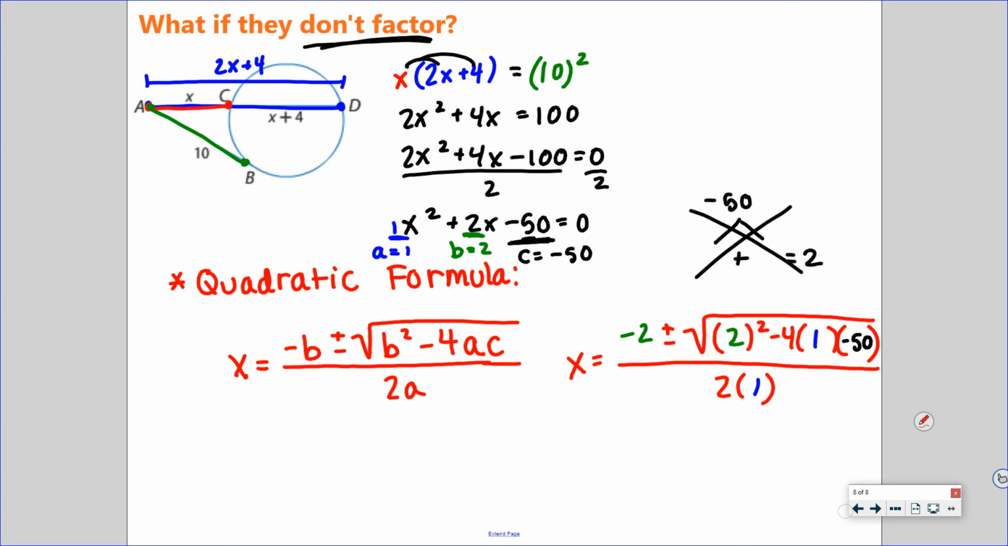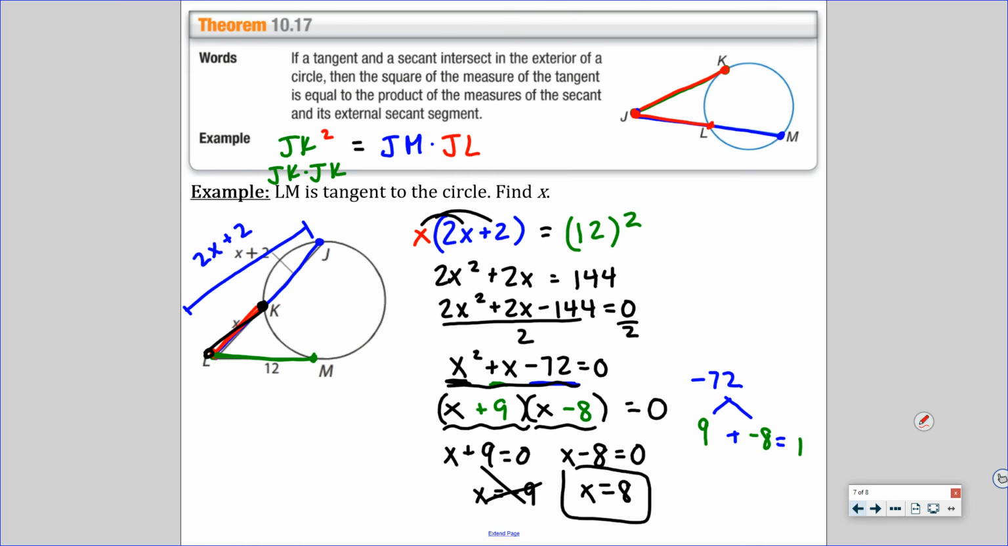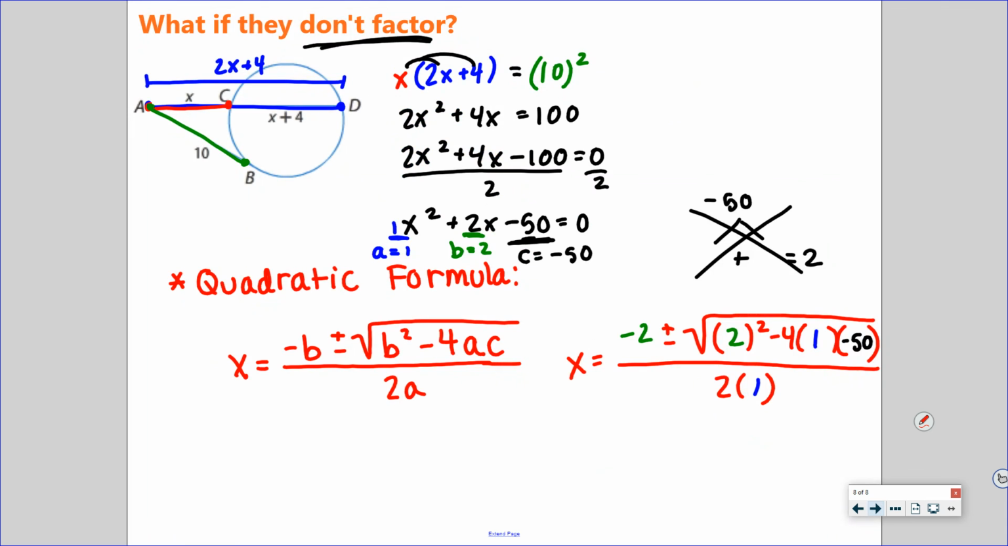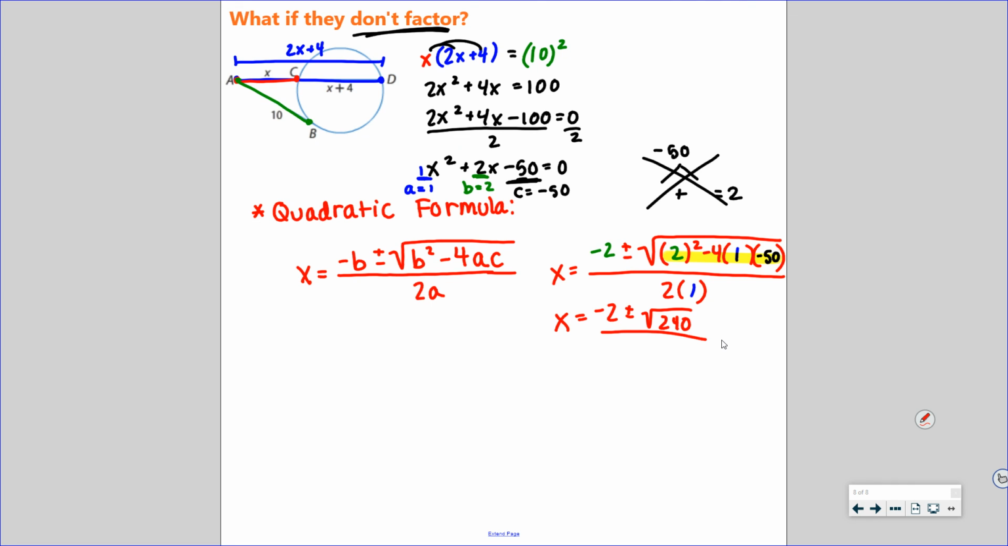Bless you. This would have worked on this one. We could have plugged this into the quadratic formula, a, b, and c, and we get out 8 and negative 9. Okay, it works on one. It works on every single one. That's why it's cool. This is how you start it, folks. You just don't type the square root in your calculator. Just punch in this piece, the part underneath the radical. 2 squared minus 4 times 1 times negative 50, and you get 240. Okay, don't type the radical yet. Just find that product. It's called the discriminant, the piece underneath the radical.